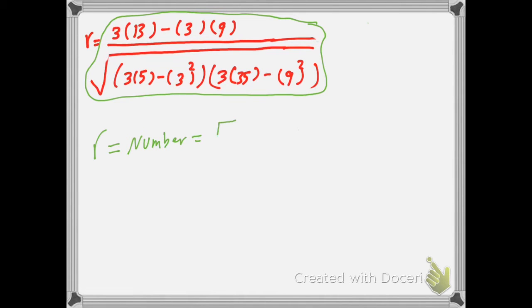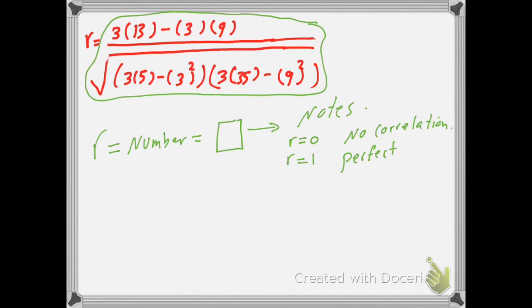Just a number. But we have some notes related to this number. What are the notes? If this r equals 0, that means we have no correlation. If this r equals 1, that means we have something called perfect correlation.